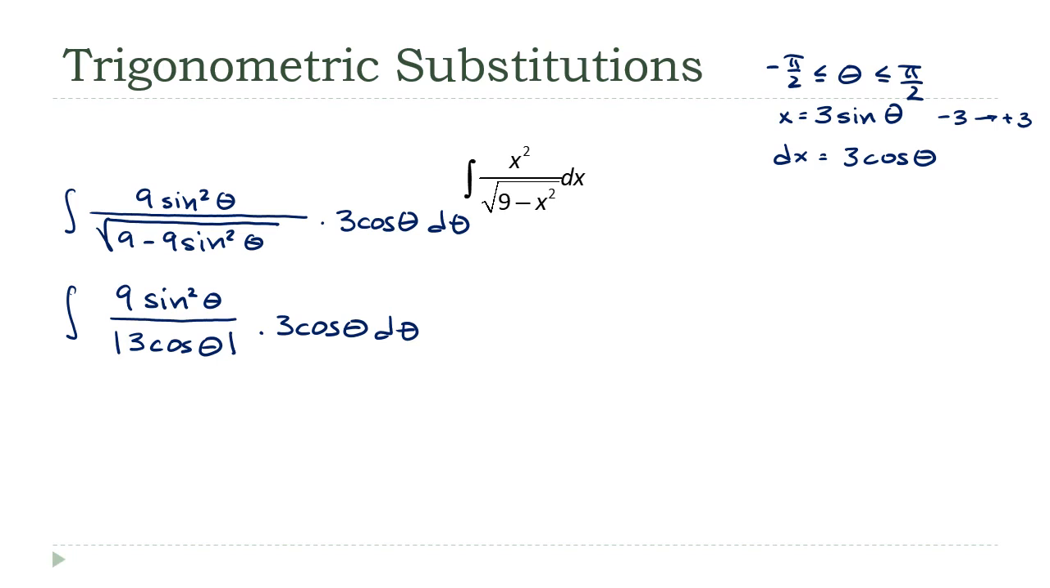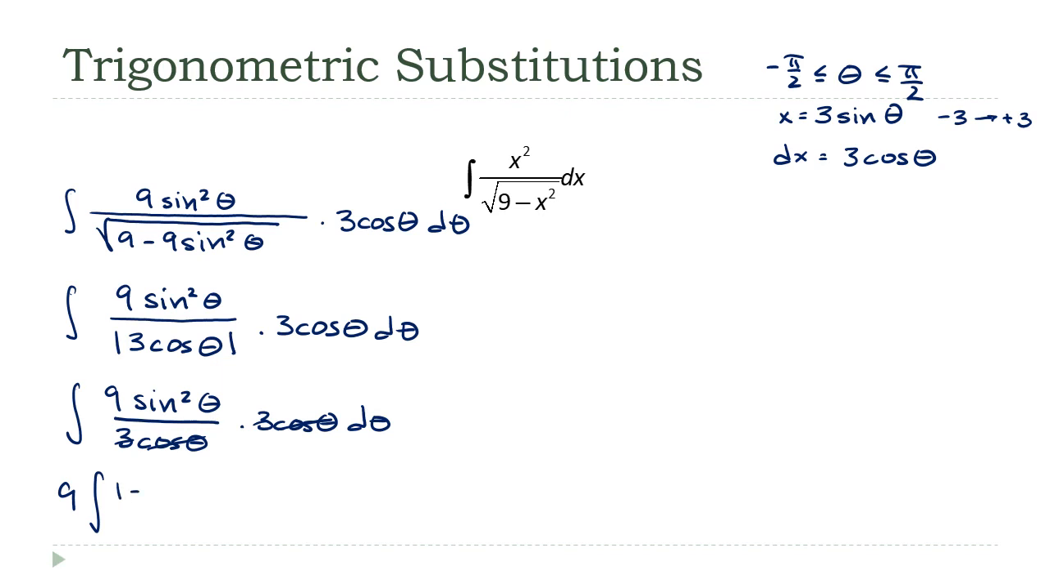And if I do that, then just like we saw on the first slide, the cosine is always positive. Right? So this is the integral of 9 sine squared theta over 3 cosine theta times 3 cosine theta d theta. We get some really nice cancellation going here. This is 9 times the integral of sine squared. So I'm going to do what we always do when we see sine and cosine squared. I'm going to substitute (1 minus cosine 2 theta) over 2, still d theta.